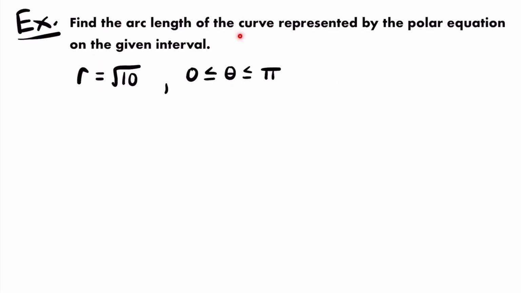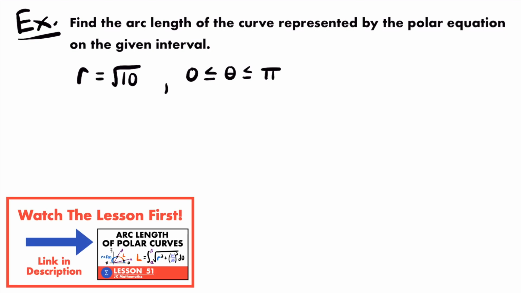All right, so here's our first example. We want to find the arc length of the curve represented by the polar equation on the given interval. Our polar equation is r equals the square root of 10, and we want to find the arc length of the curve represented by this equation between theta equals 0 and theta equals pi.